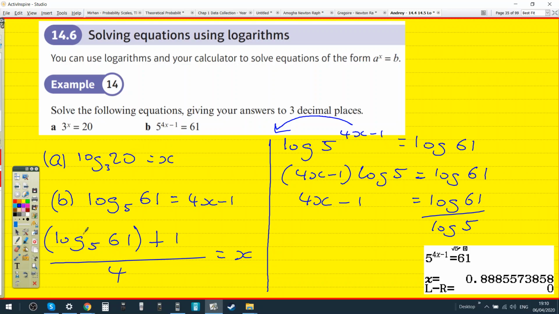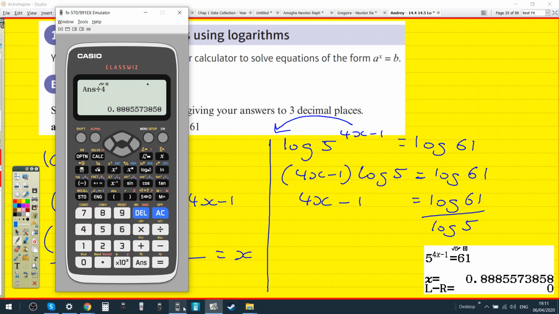You did log 61 base 5, and then don't forget that that's equal to 4x minus 1. And so you'd still have to add 1 and divide by 4. Or even simpler, calculator. Any questions there? No. Okay.